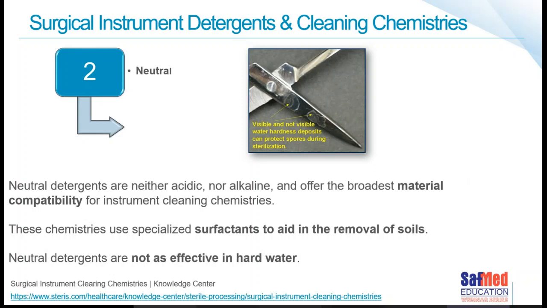Neutral detergents are neither acidic nor alkaline. They are neutral. They offer the broadest material compatibility, which means they are very user-friendly for all types of metals and materials that our instruments are made of. These chemistries often contain specialized surfactants that are going to be important in the removal of soils. They are not that effective when your water conditions are hard. So if you've got hard water that comes out of your taps, neutral detergents may not be the right thing for you at your hospital under your circumstances.